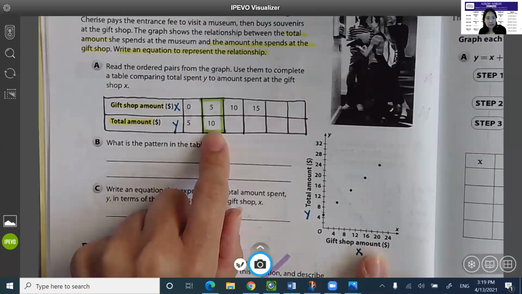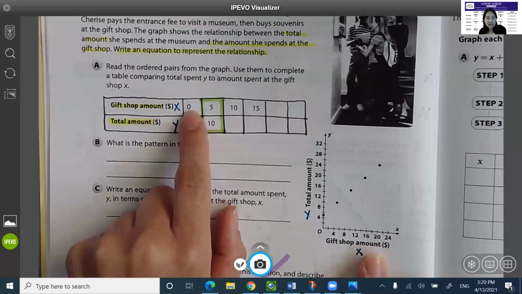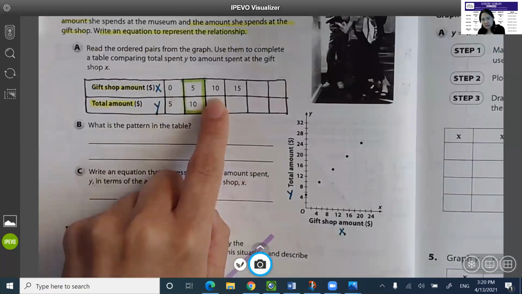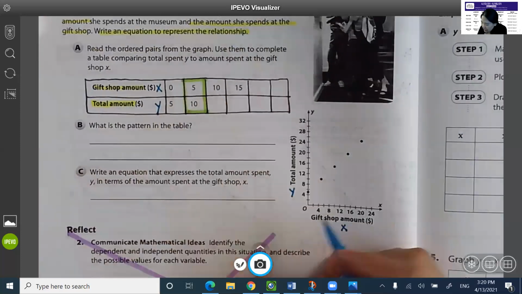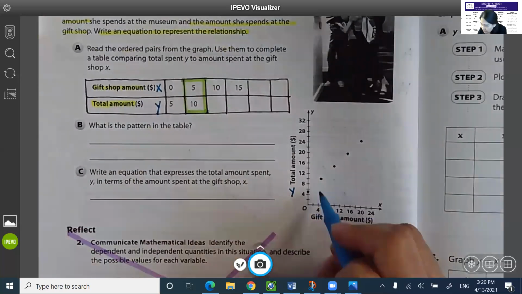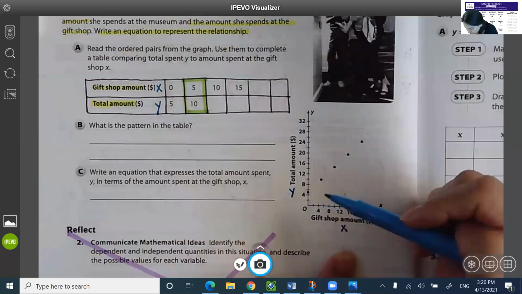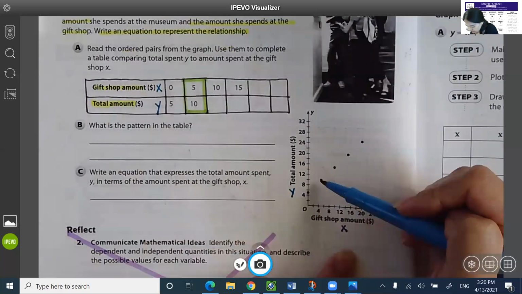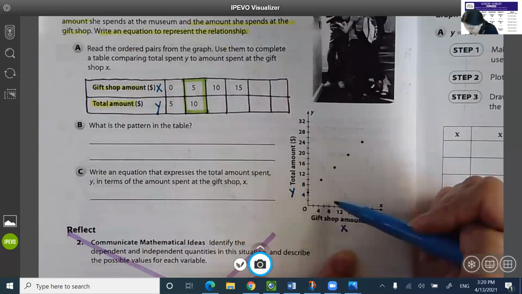Let's see if that works. 0 plus 5 is 5. So maybe the pattern is X plus 5. Okay? Now, let's actually take a look at the graph. I have 0, 5 here. No, that's 5, 10 here. What would be this point? That would be 9.